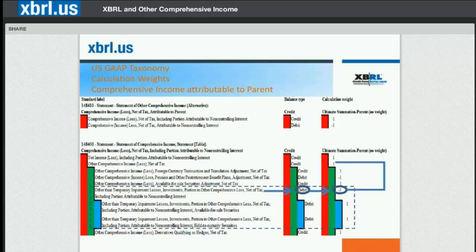The colors and borders are used only to show the relationship between the concepts, since all relationships in XBRL are essentially one-to-one. In 148.410, Comprehensive Income Alternative Calculation Group, notice how the credit balance attribute of the summation parent, comprehensive income loss, net of tax attributable to parent, dictates the calculation weight of its summation children. So this is a credit. And all the children are dictated by whether they are debits or credits in terms of the weights.